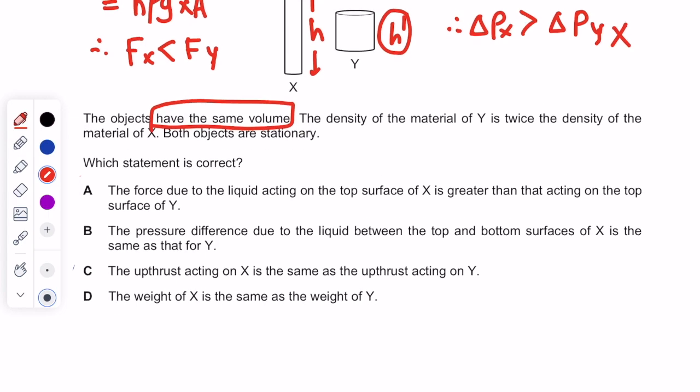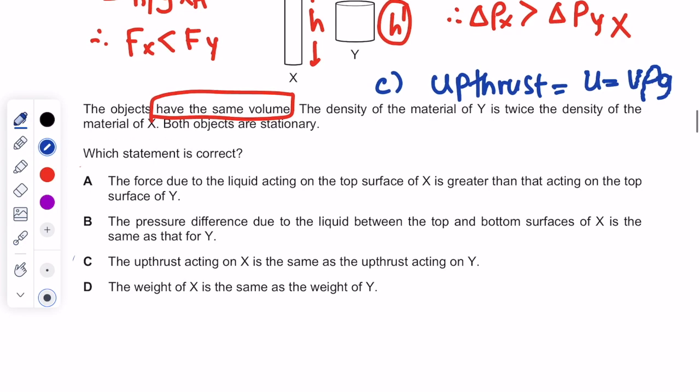Let's focus on answer C. Answer C says the upthrust acting on X is the same as upthrust acting on Y. What is the equation for upthrust? Upthrust U equals V rho g. We need to understand these symbols properly. U equals V rho g. V stands for the volume of the object.